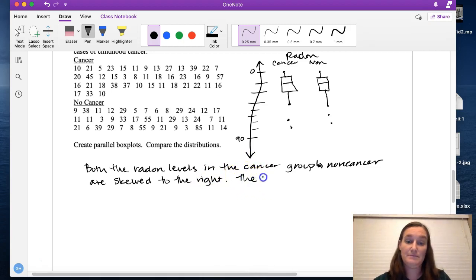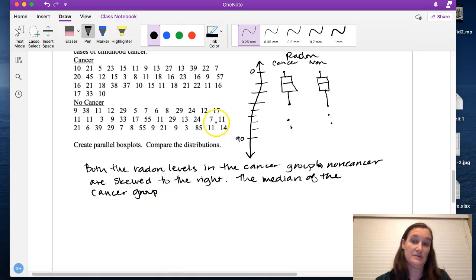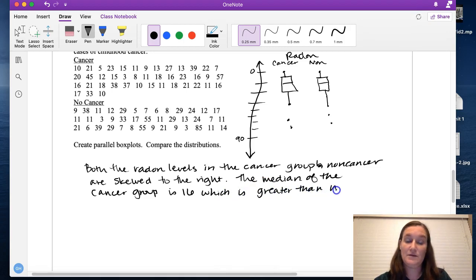The median of the cancer group, and when you actually sketch this out, you can find that. Obviously, the median is that middle bar. The median of the cancer group is 16, which is greater than no cancer of 11.5.